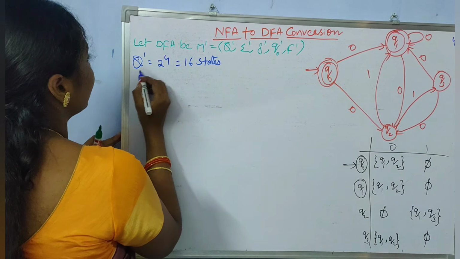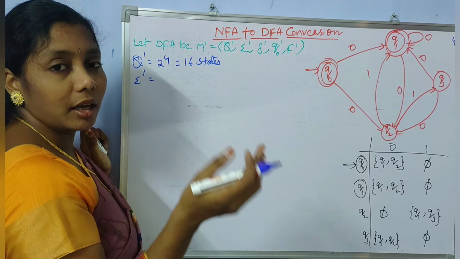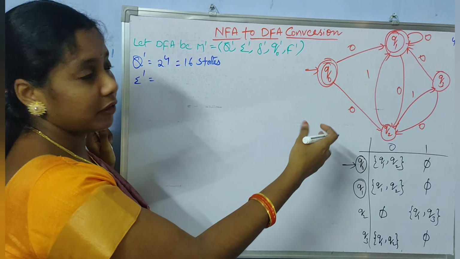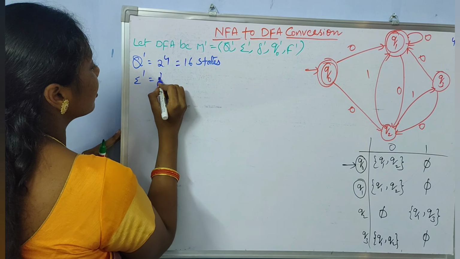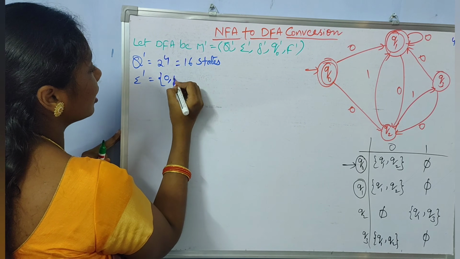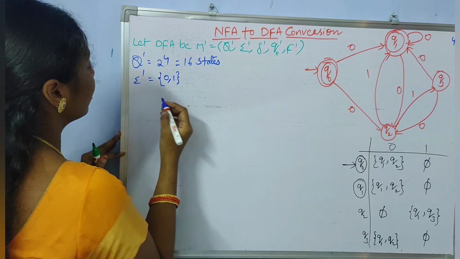Next, coming to the input alphabet. As you know, inputs are directly taken from the NFA. Here the input symbols are 0 and 1, so in the DFA also we are going to consider the symbols 0 and 1 directly. Coming to the transitions.